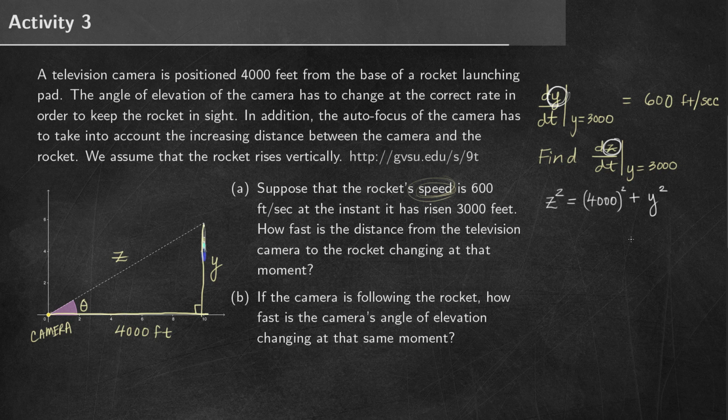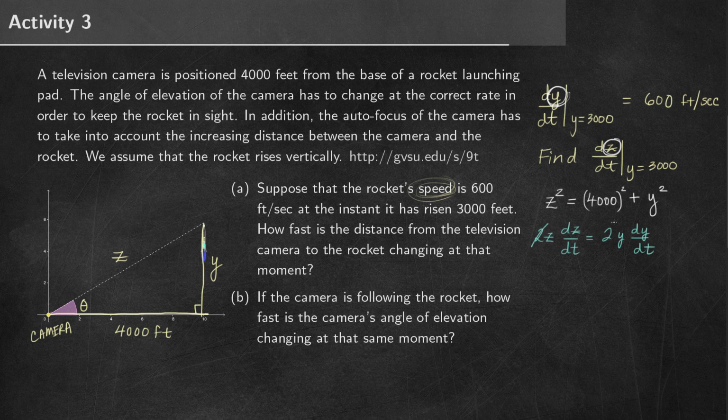Now step 4, we take the derivative of our equation with respect to time t. The derivative of z squared is 2z dz/dt, equals the derivative of 4,000 squared, which is 0. The derivative of a constant is 0, so that's convenient. The derivative of y squared is 2y dy/dt.